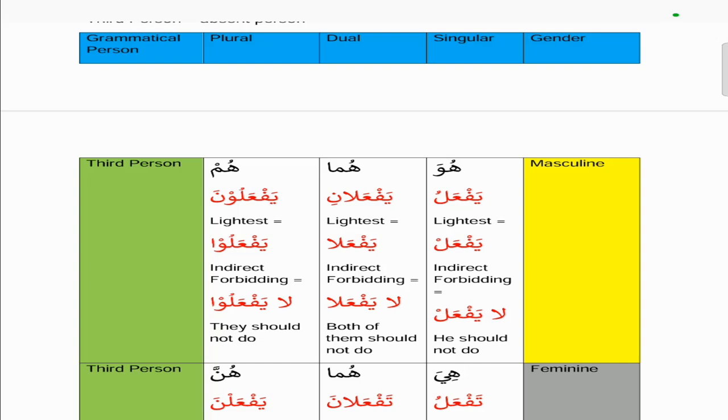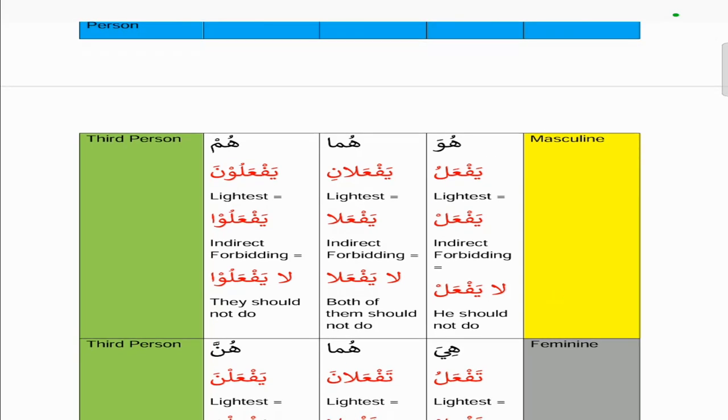Then huma yaf'alani, so to make it light, first we remove the noon, so it becomes yaf'ala, and then add the la at the start, becomes la yaf'ala, so both of them should not do. So it's indirect forbidding. Then hum yaf'aluna, it's got a waw and a noon at the end. To make it lightest, remove the noon, so yaf'alu, then add the la, la yaf'alu, they should not do.